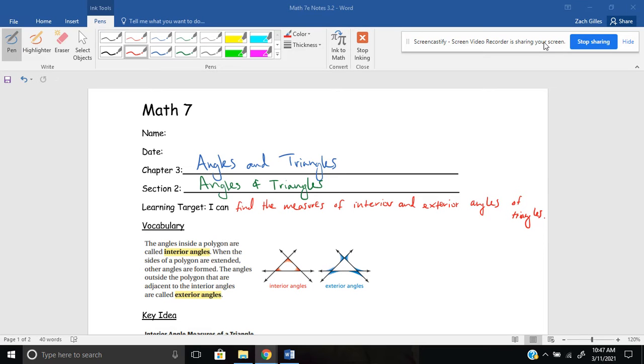Today we'll be talking about the angles of triangles. For our learning target today, it is I can find the measures of interior and exterior angles of triangles. And that's the first thing we'll talk about here in our vocabulary.